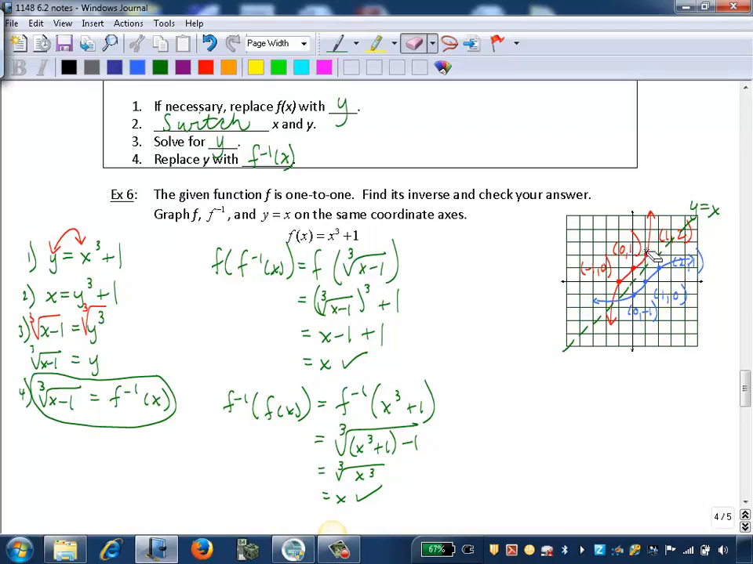And that third point we graphed on the x cubed plus 1 was 1, 2. Well, if we switch the 1 and the 2, we get 2, 1. Here's the corresponding point reflected across y equals x. So another way to graph these, if we have the original function graph, we could just switch the x and y values to get these corresponding ordered pairs on our inverse function.